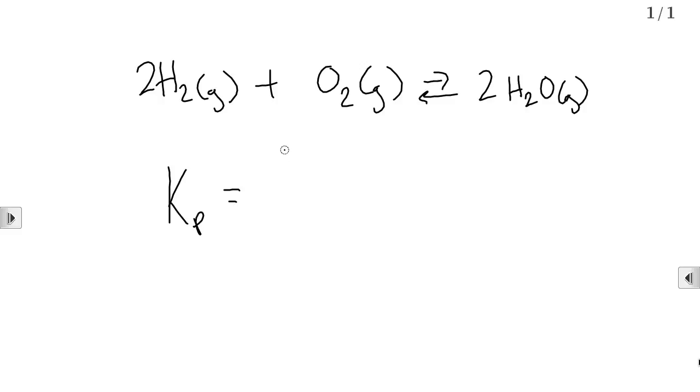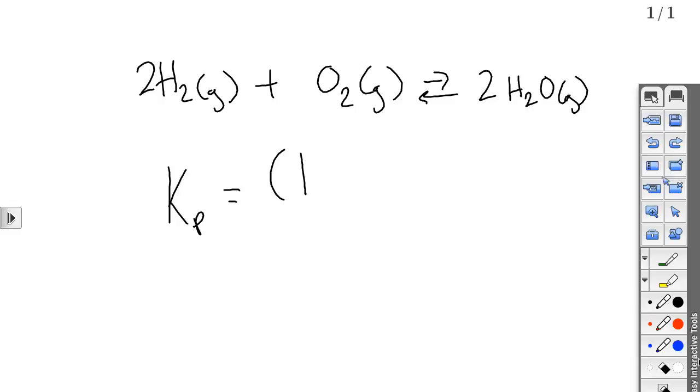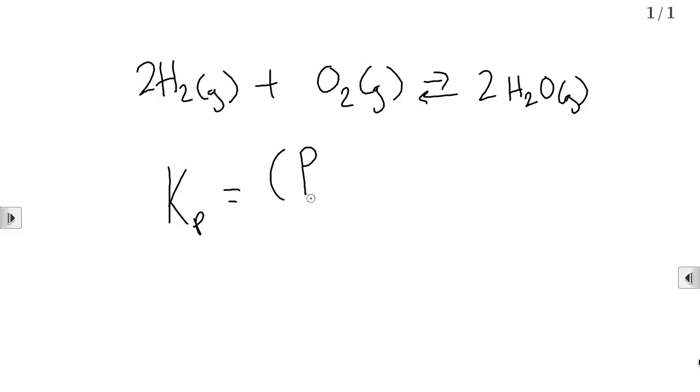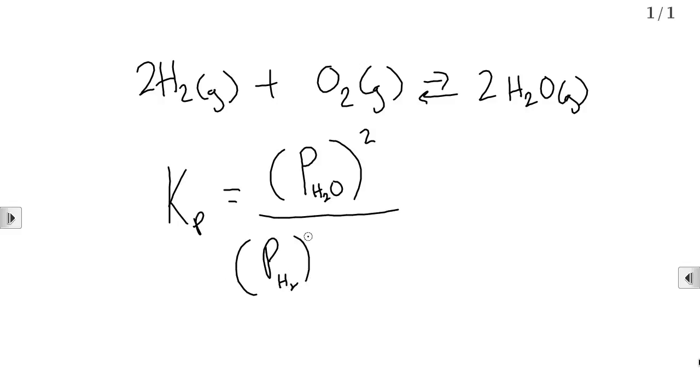And so I'm actually going to go capital P for pressure. That looks like a weird P. It's a normal P. P for pressure, and then I'm going to go like a subscript of water. So the pressure of water squared, same thing, same ideas, over, parentheses, the pressure of hydrogen, again, that's going to be squared because the coefficient's 2, and then the pressure of oxygen.